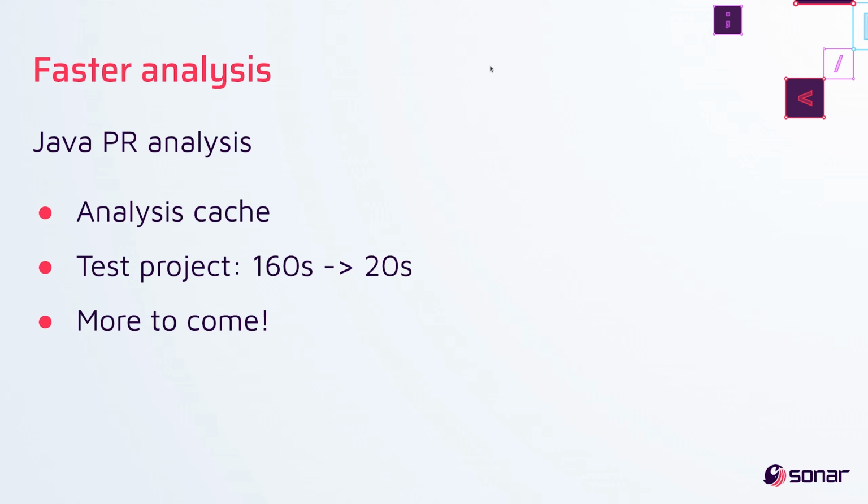But in one of the test projects we were looking at, we saw PR analysis drop from 160 seconds to 20 seconds, and we think that's going to scale out to your projects as well. Now, we just proved out the technology, but it's not Java specific. We proved it out with Java, but we expect to push it out to more languages very quickly.